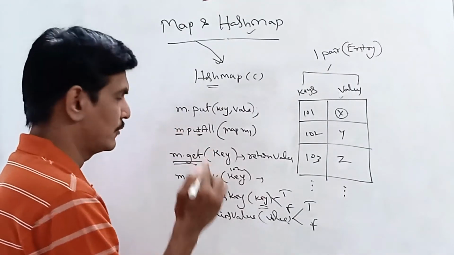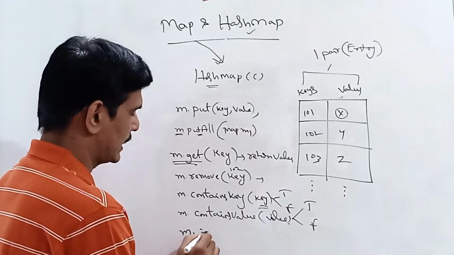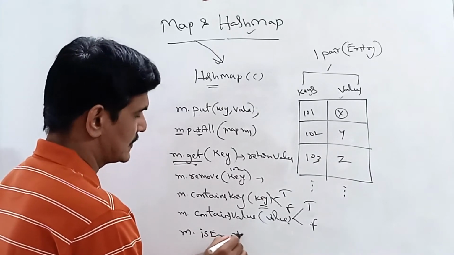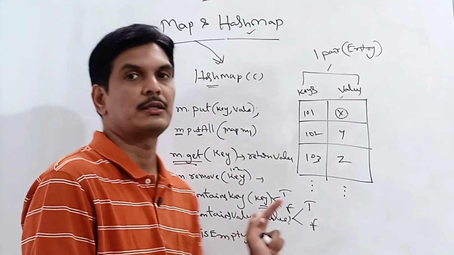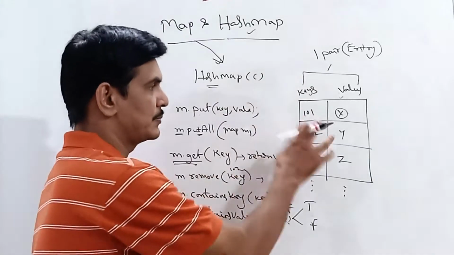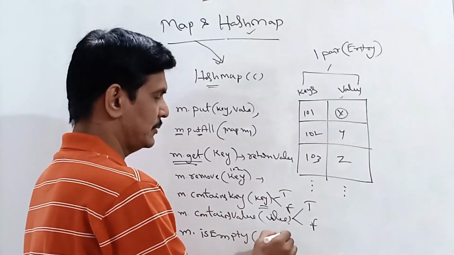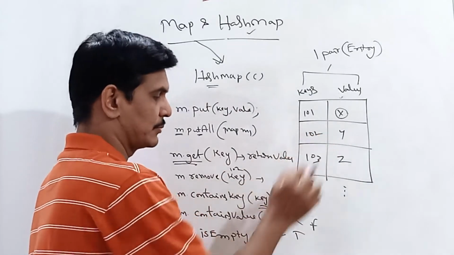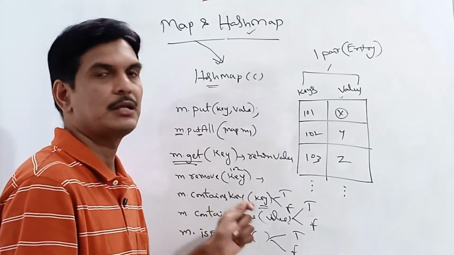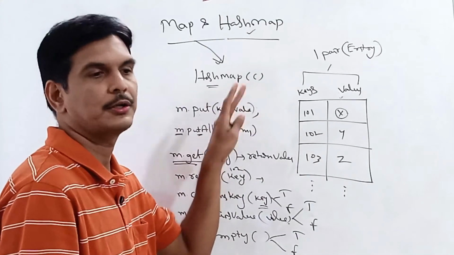And similarly, we also have one more method, m.isEmpty. If the hash map is empty, or it doesn't have any pairs or entries, then it will return true. If it has some data, it returns false. isEmpty will check whether the hash map is empty or not.